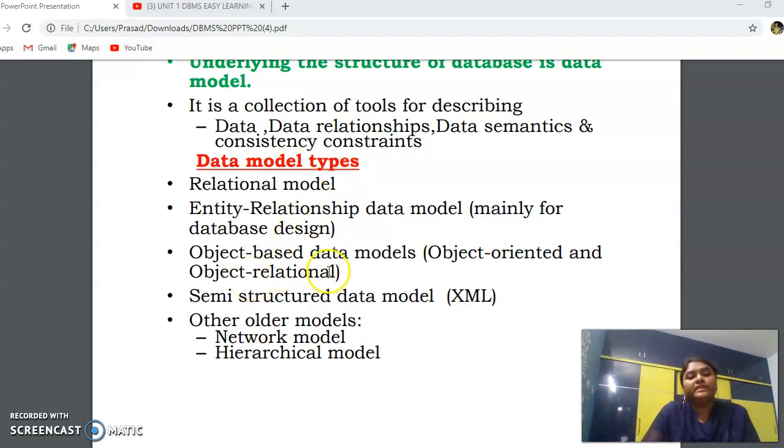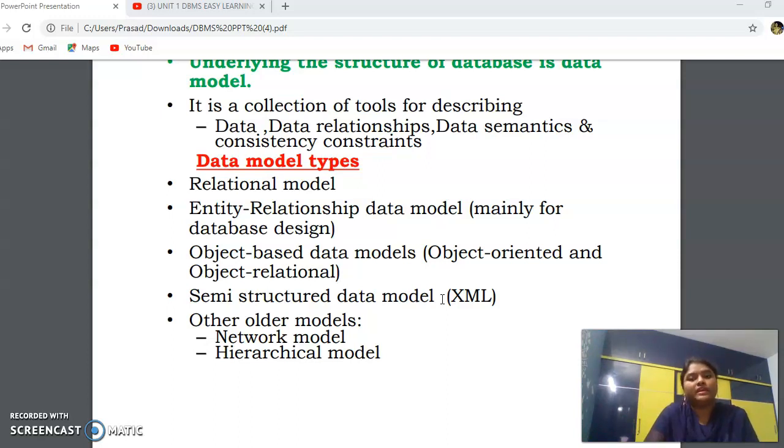The object-based data model depends upon some of the features of the object-oriented model. Here the table is taken in the form of an object. It came into existence in the late 1980s to 1990s. Next one is the semi-structured data model, where we will be using XML, that is extensible markup language, in order to interact with the database. And older models, before the ER model came into existence, were a little bit more difficult, that is the network model and the hierarchical model.